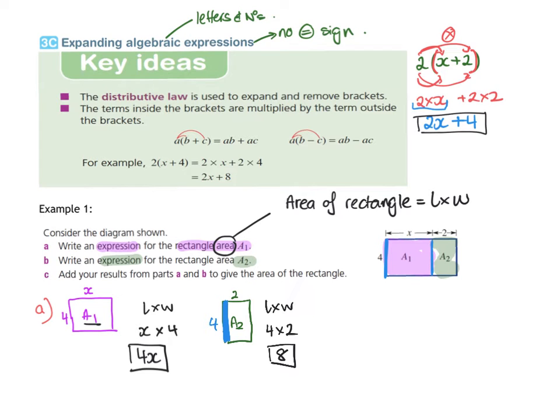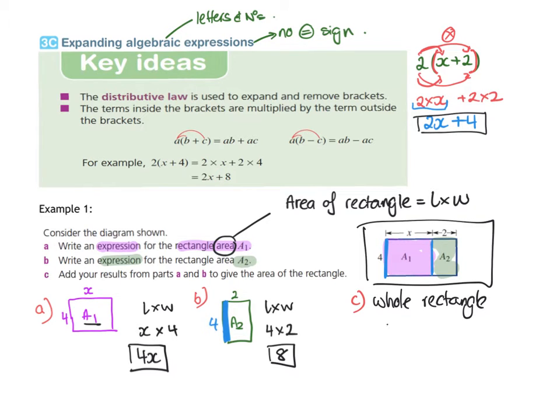There you go. Now, in part C, it's asking me to add your results from parts A and B to give the area of the whole rectangle. So what they mean is the big shape, this whole rectangle, would be just 4x plus 8. I'd add those two areas together. Now, can I add 4x and 8 together?